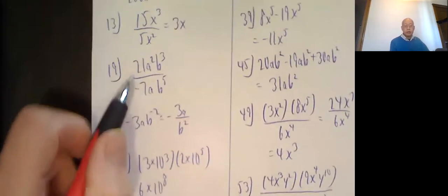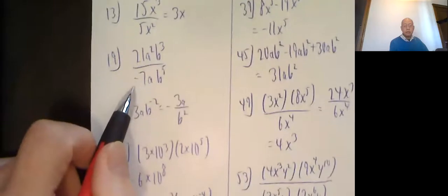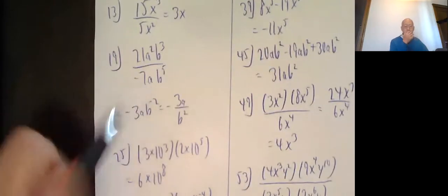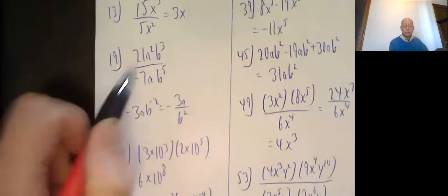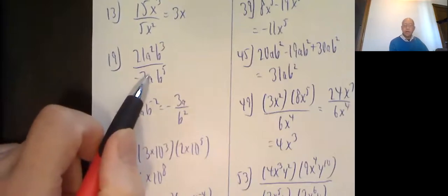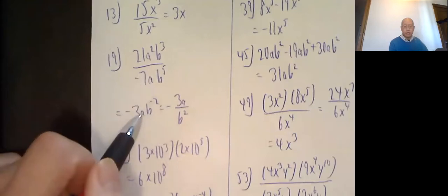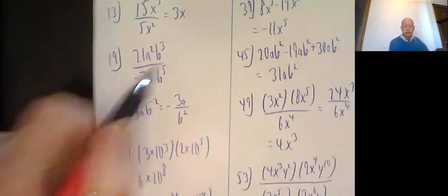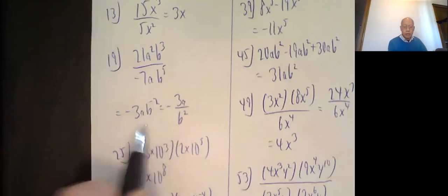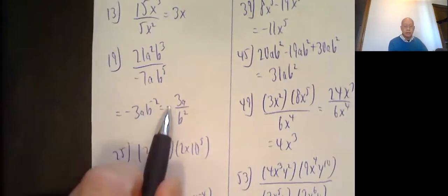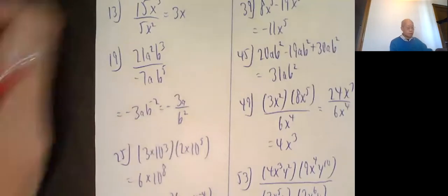Okay, this one, 21a squared b cubed divided by negative 7ab to the fifth. So divide the number with the number. 21 divided by negative 7 is negative 3. A squared divided by a to the 1 is a to the 1, or just a. B to the 3 minus 5 is negative 2. Negative exponent, we know that means goes in the denominator. So that stays up, negative 3a over b squared.